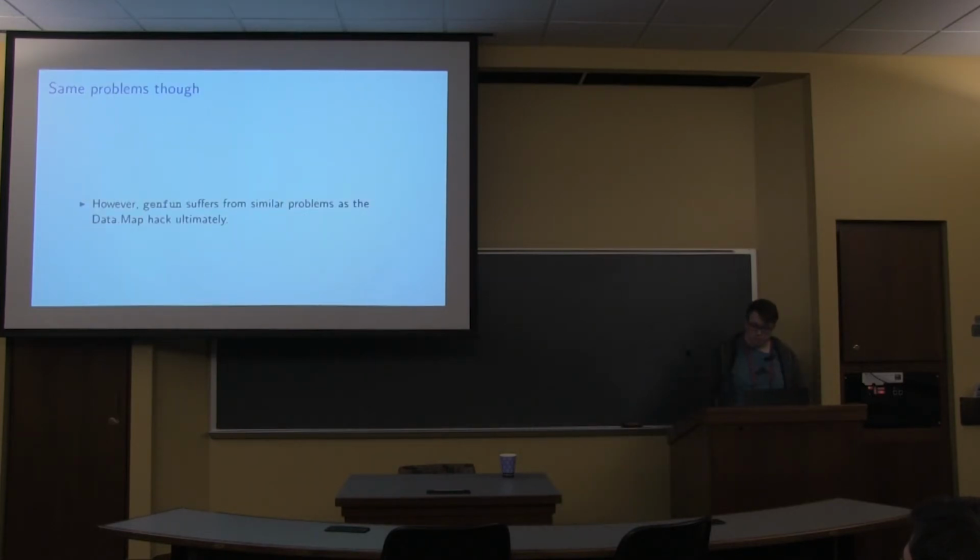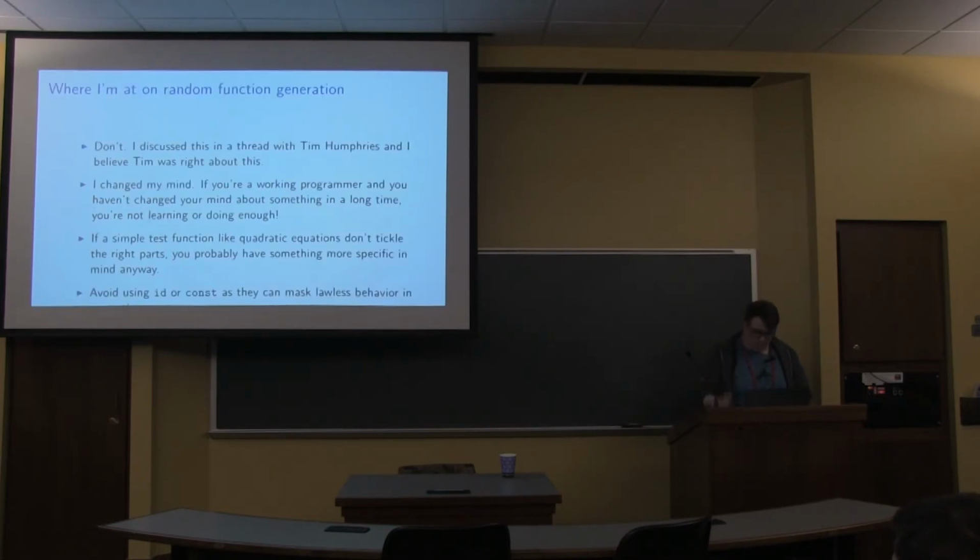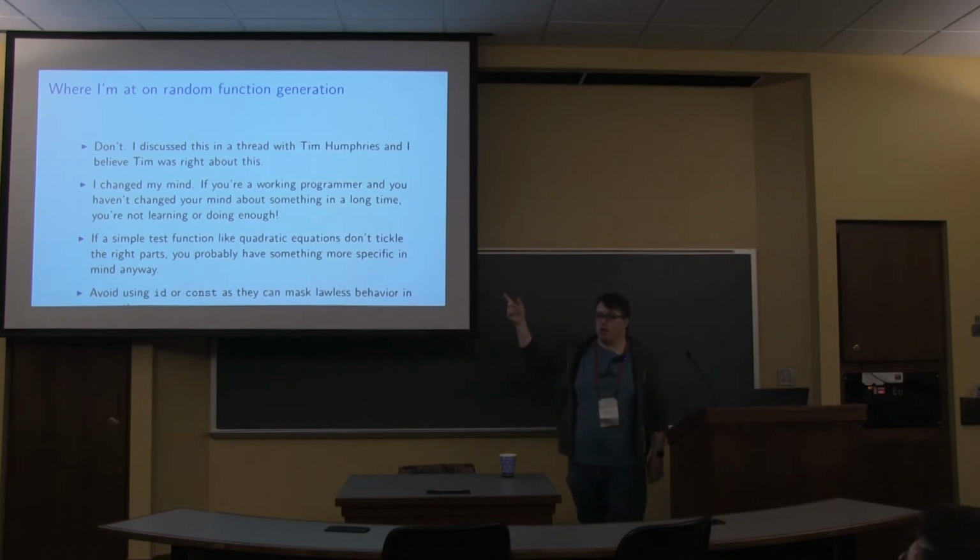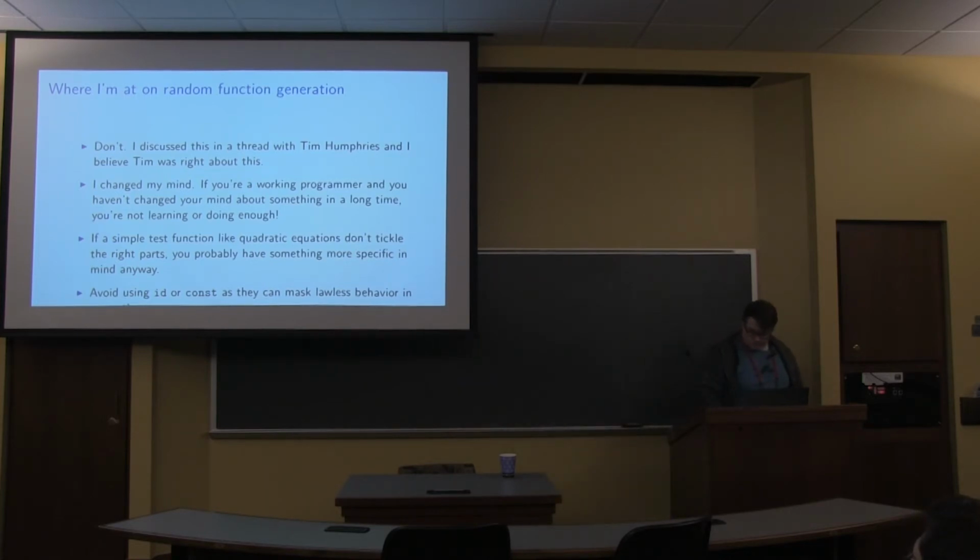But yeah, Gen Fun, same problems. Same problems as my data.map hack. So yeah, just don't do it. I discussed in a thread with one of the Hedgehog maintainers. He was right. I was wrong. This is dumb. Don't do it. Just define a concrete function and just use that. And don't use identity or const. Don't do that either, because it'll make a lot of things pass that really shouldn't.